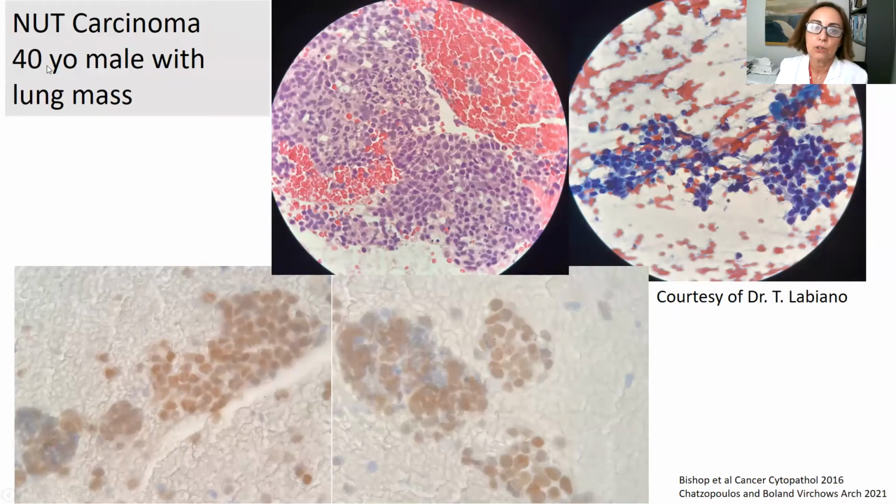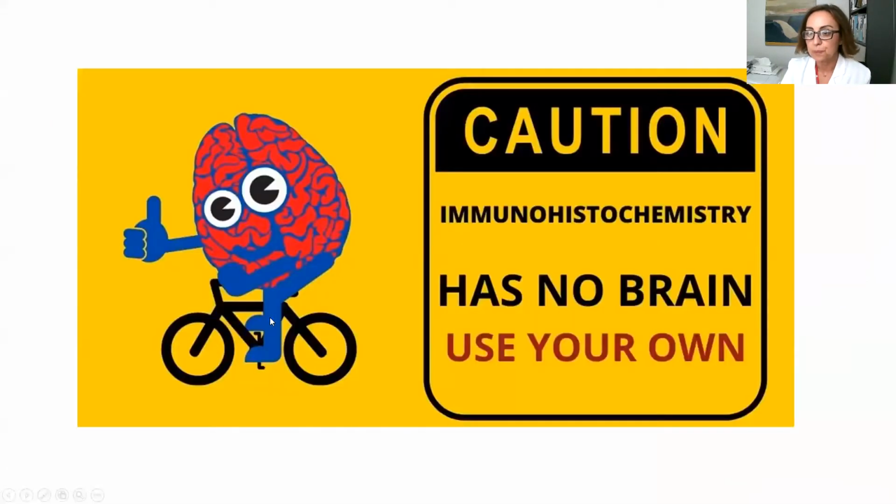It's a very young patient, a 40-year-old male with a lung mass and metastatic disease. Here you see small to medium-sized cells with scanty, very lightly basophilic cytoplasm. We were discussing this case, and we decided to try NUT, and we found positivity in the nuclei of the tumor cells with this antibody.